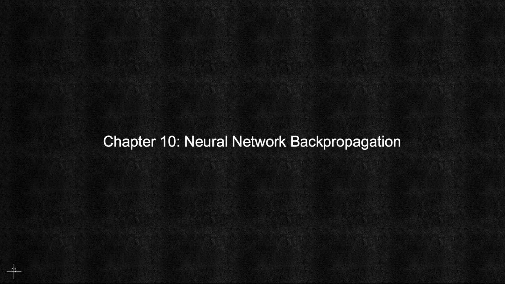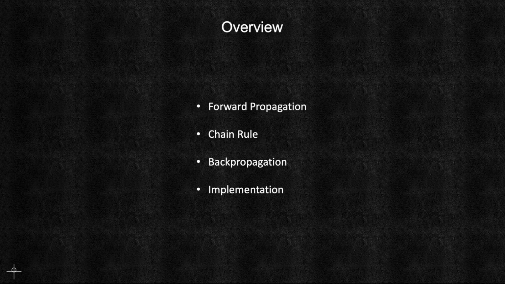Here is an overview of this video. We will start by exploring forward propagation. Forward propagation allows the neural network to make predictions. Next, we will introduce the chain rule, a crucial mathematical concept that forms the backbone of backpropagation. Next, we will dive into backpropagation. It enables the neural networks to update their parameters based on the prediction error during the training process.